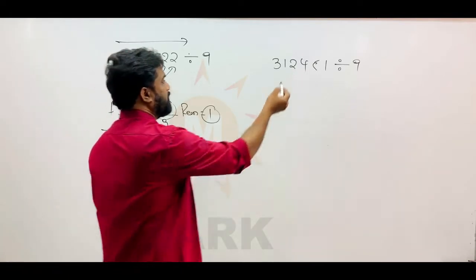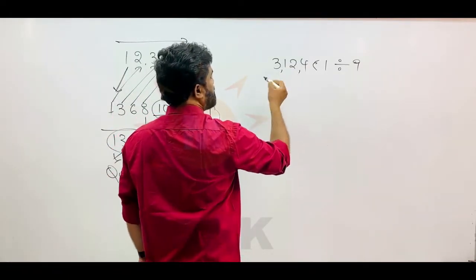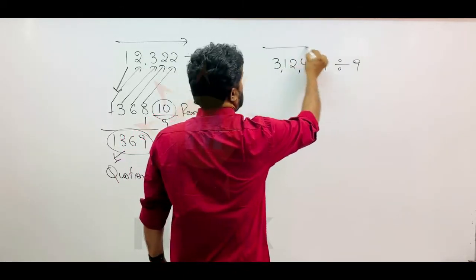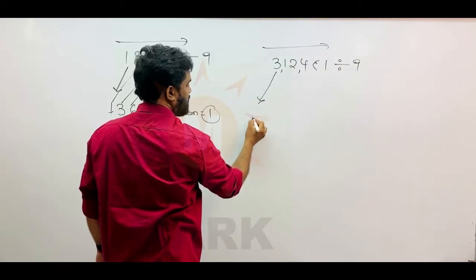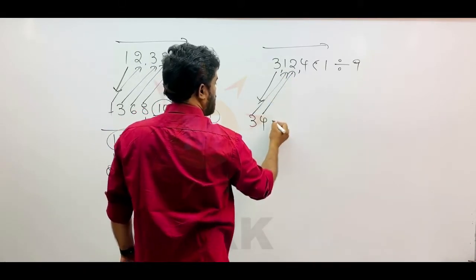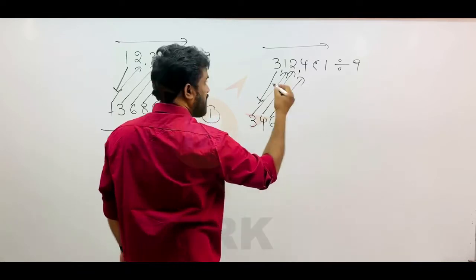Now coming to this bigger number, 312,451 divided by 9. No problem, the operation goes from left to right. First I am writing 3 as it is. 3 plus 1 gives 4. 4 plus 2 gives 6. 6 plus 4 gives 10.